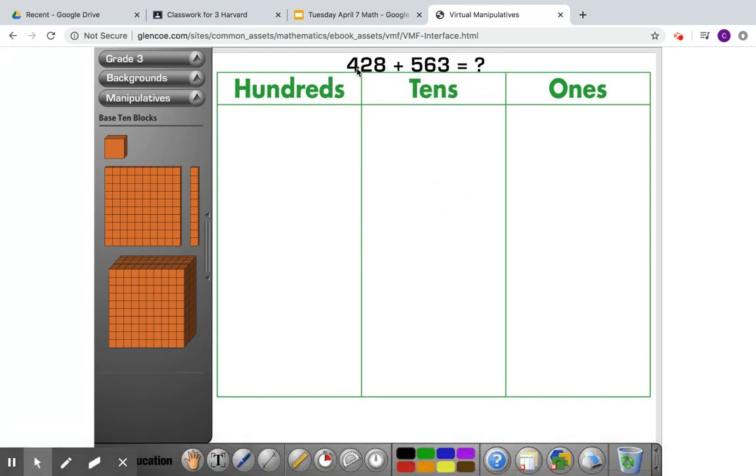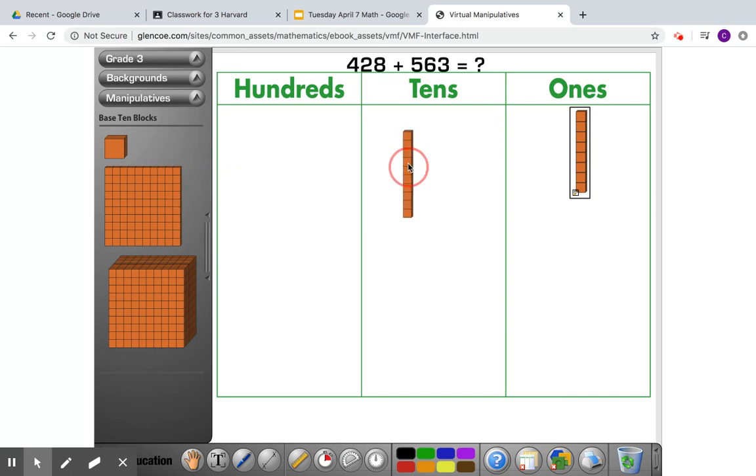So first I'm going to build 428. So I'm going to start with my ones. I need 8 ones. 1, 2, 3, 4, 5, 6, 7, then 8. Okay, so I have 8 ones. I'm just putting all my ones together so I can stack. I have 8 ones. Now I'm going to look at my tens place.